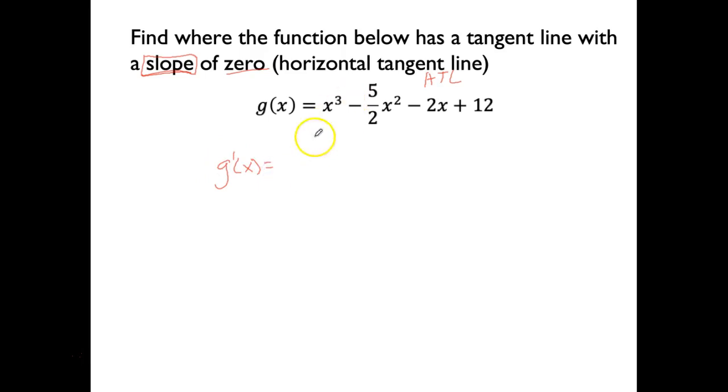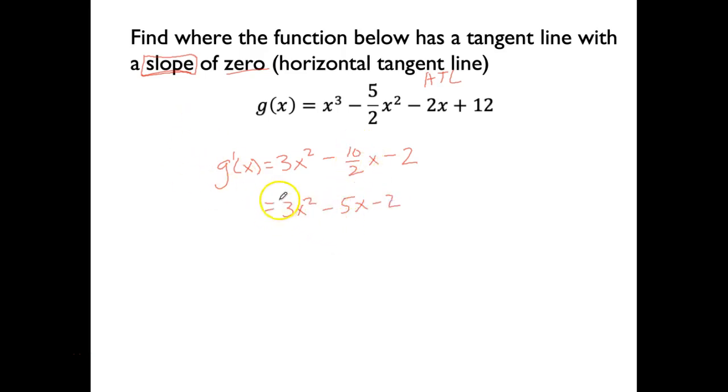The derivative of g is going to be 3x squared minus, this 2 comes over here and only multiplies with the 5, 10 over 2x, minus 2, and the derivative of 12 is nothing. So our derivative is going to be 3x squared minus 5x minus 2. 10 divided by 2 is 5, right?